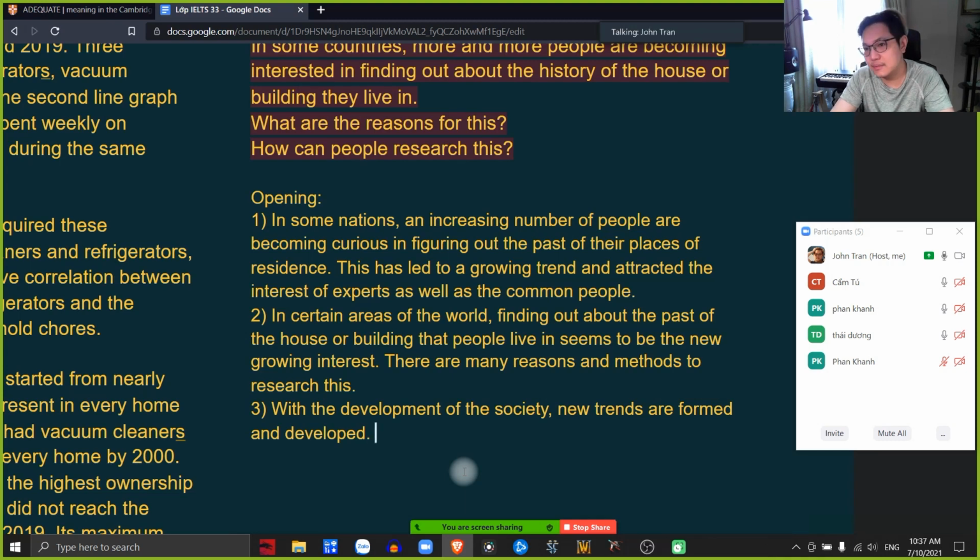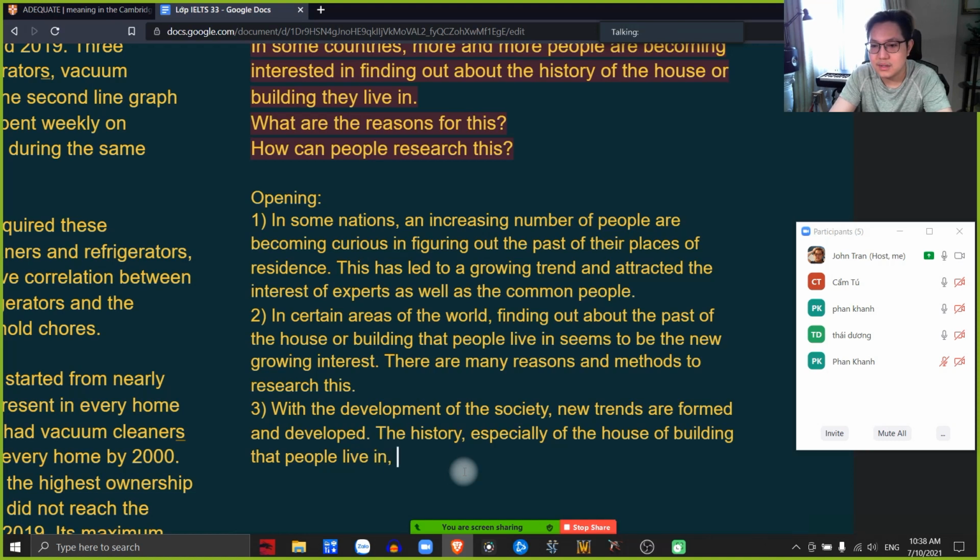And then you can put the history, especially of the house or building that people live in.